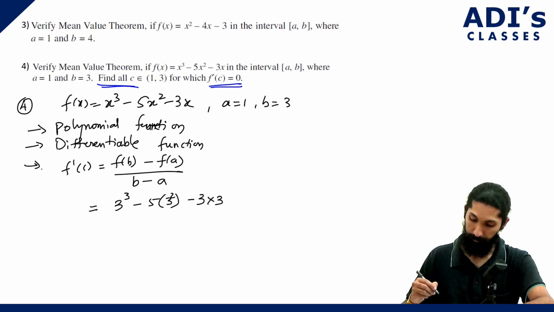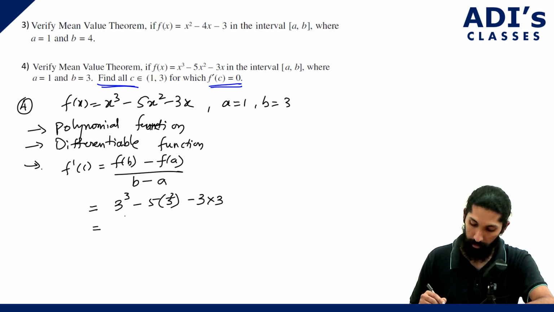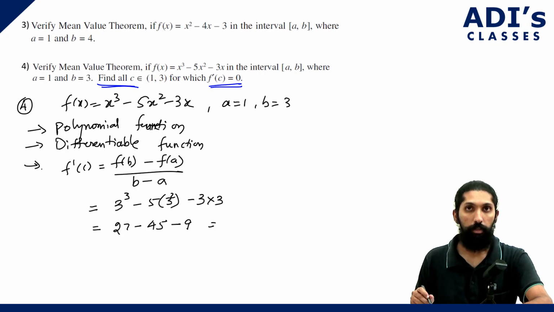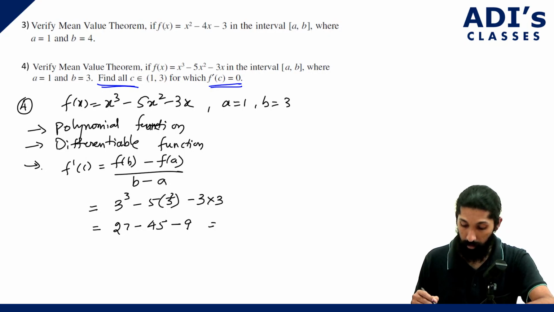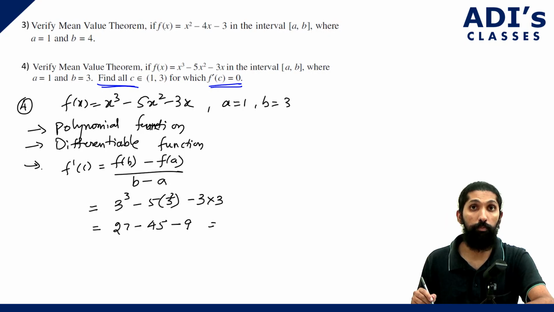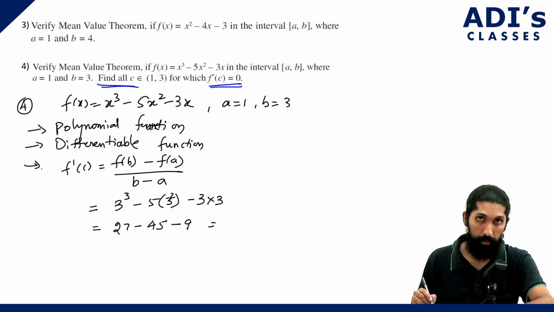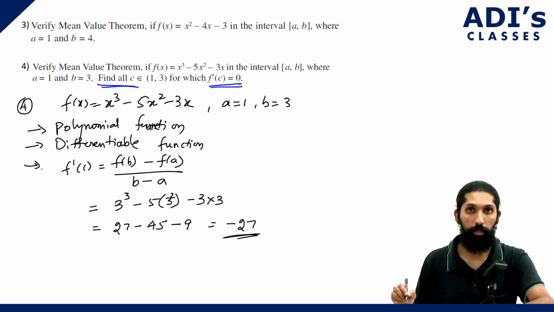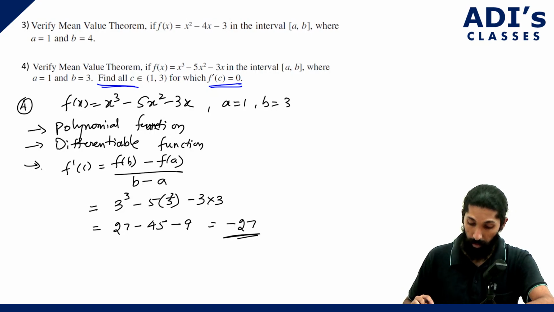correct? So you are going to get 27 minus 45 minus 9, isn't it? So if you take common here, 9 into 3 minus 5 minus 1. So 3 minus 5 is minus 2, minus 2 minus 1 is minus 3. So we'll get 9 times 3 minus 27, correct? F dash of c is this.